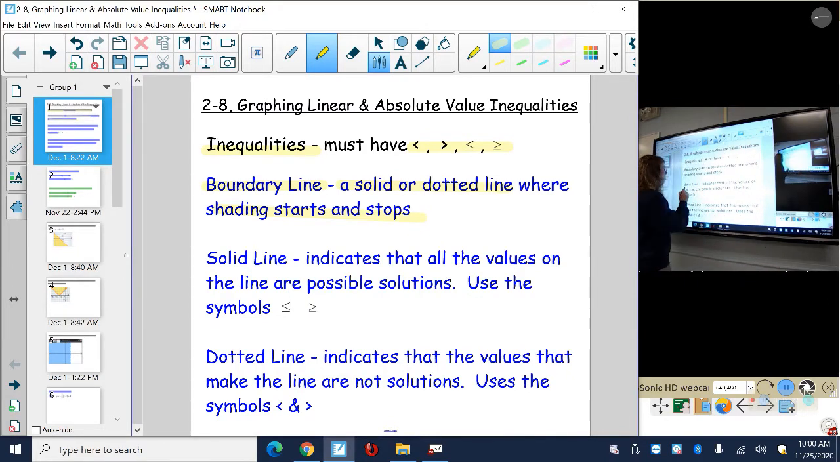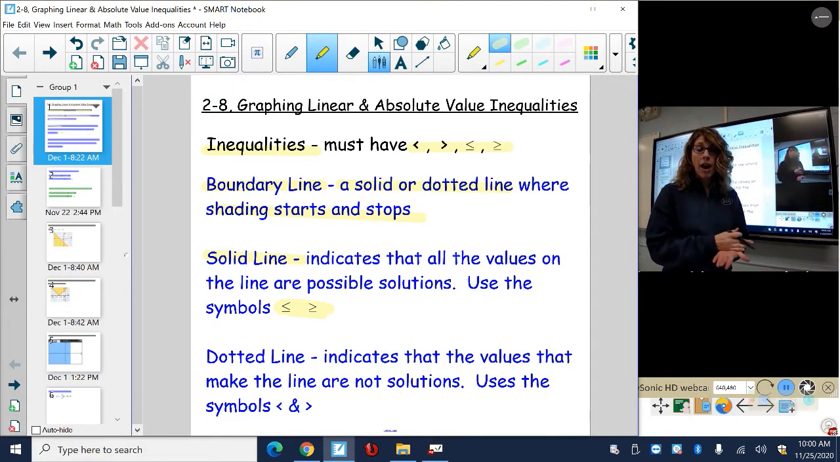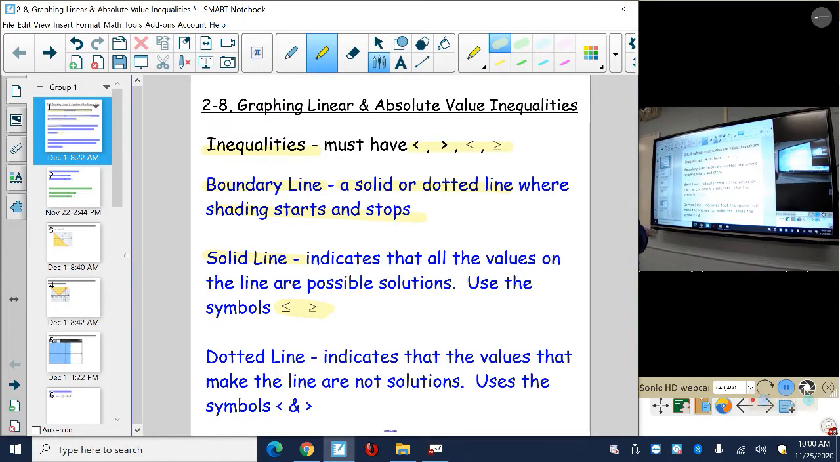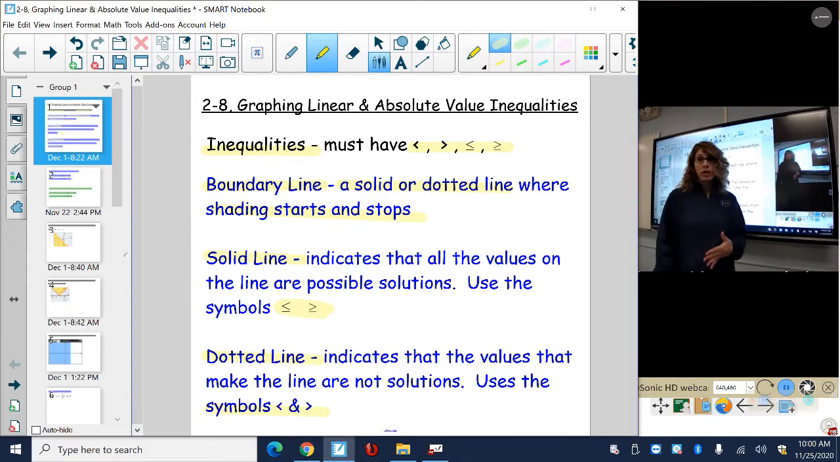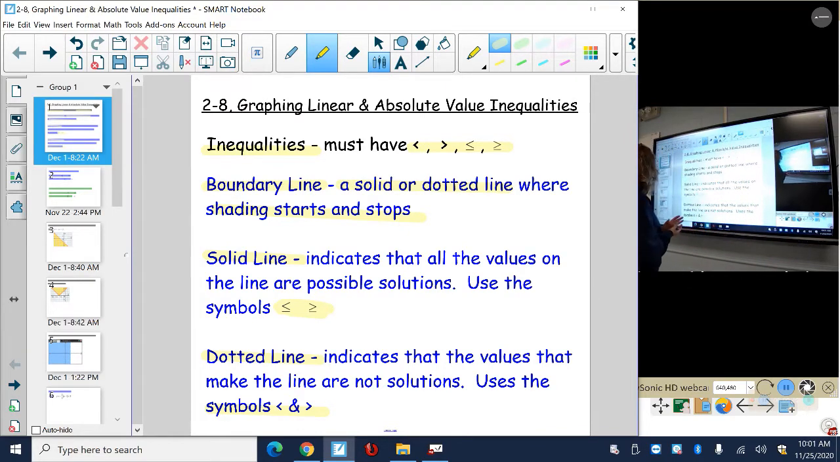All right? The solid line is only used for the less than or equal to or greater than or equal to symbols. And it says that it can be that value. It can touch the line completely. Indicates that all the values of the line are possible solutions. A dotted line, it cannot touch the line, and that means that the values that are on the line are not solutions to the problem. And you are only going to use less than or greater than symbols for that dotted line.